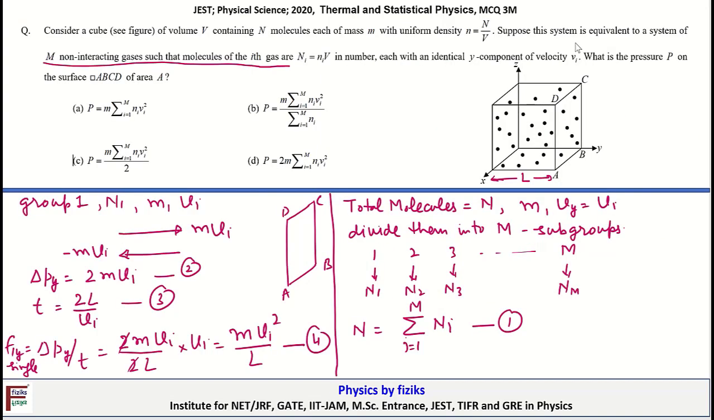So that means option A is the correct one here. That completes the whole solution.